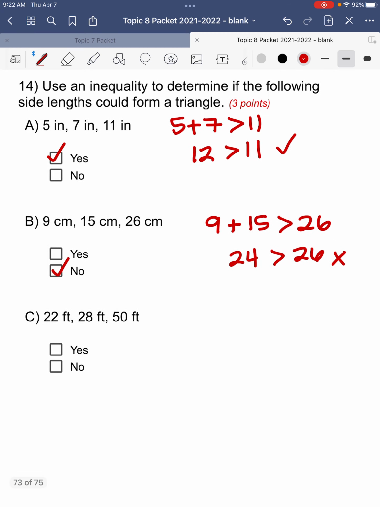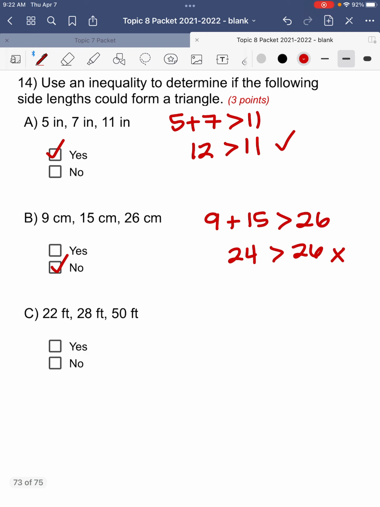And then the last one right here, 22 and 28 are the smaller sides. So 22 plus 28 is greater than 50. Well, 22 plus 28, when I add them together, I get 50. So 50 is greater than 50. Let's read that again. 50 is greater than 50. No, 50 is equal to 50. So that's not true. So these cannot form a triangle.